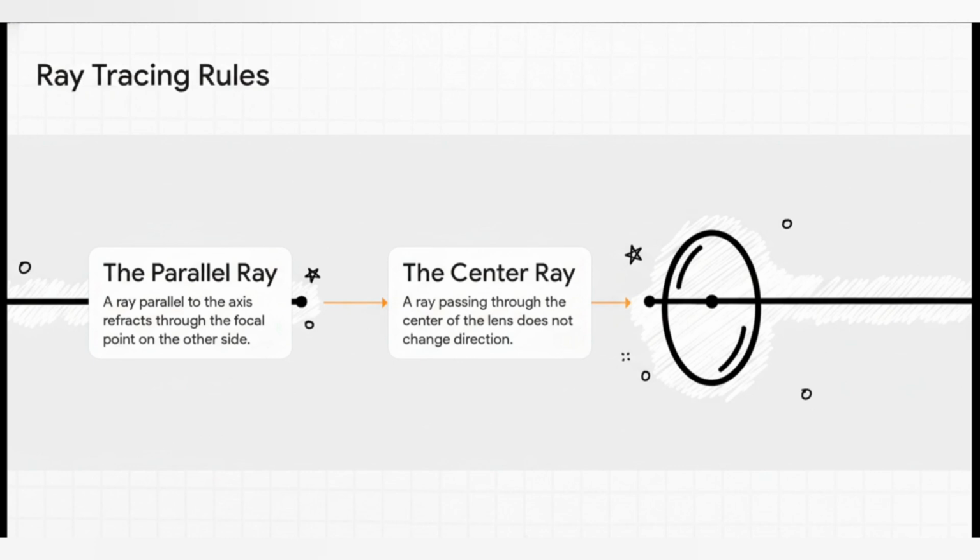Simple. Rule 2 is even easier, the center ray. Any ray that goes straight through the dead center of the lens just keeps going in a perfectly straight line. It doesn't bend at all. That's it. With just those two rules, we can find any image.